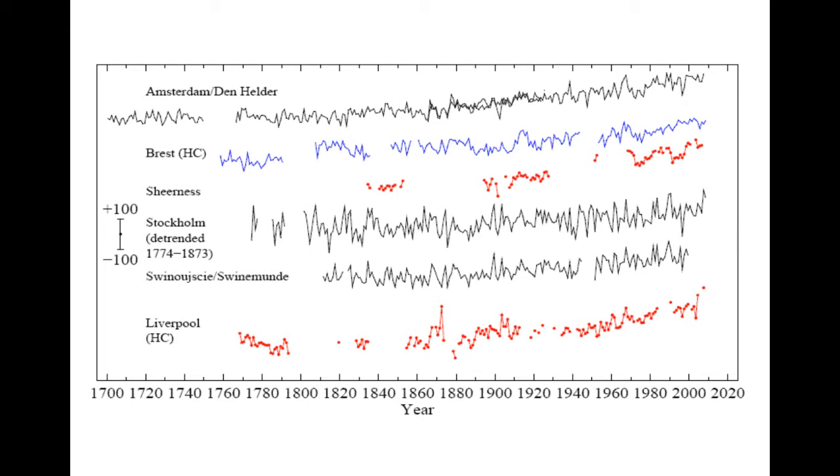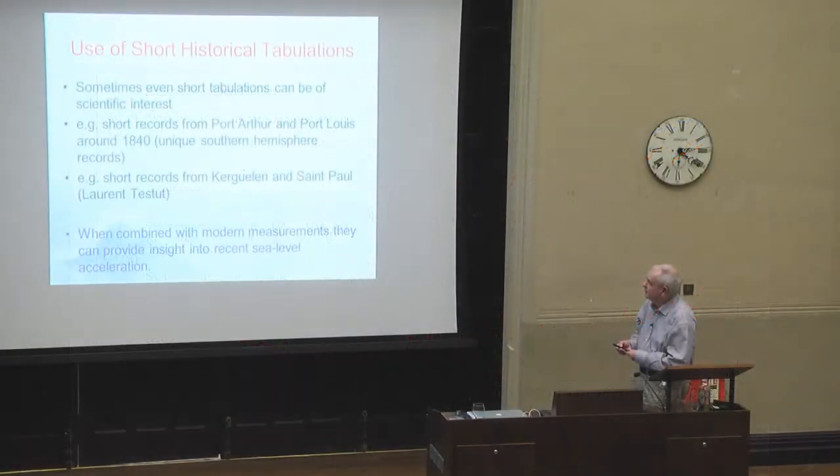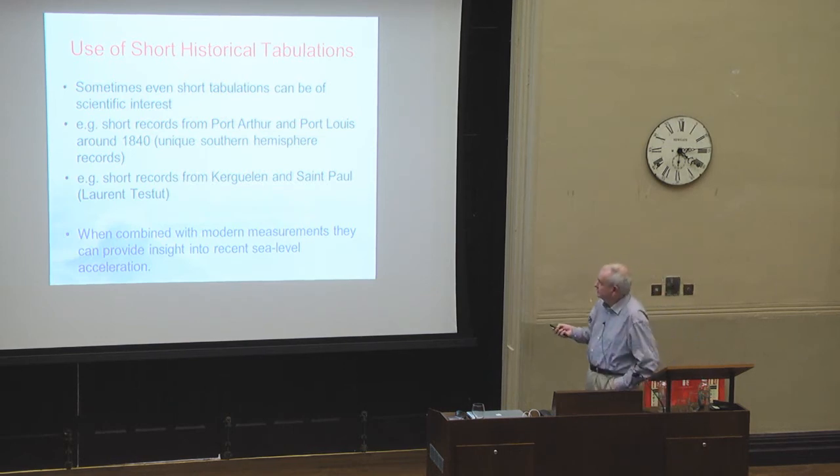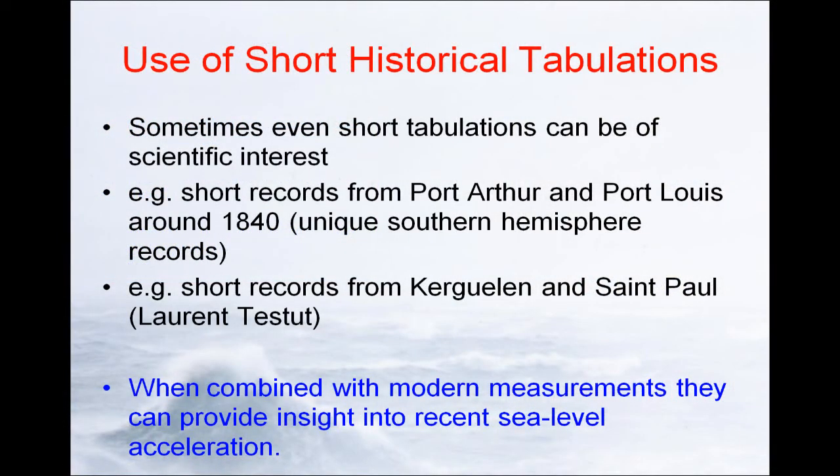But it is sometimes useful to have data rescue of short records. Good examples here are the ones that David Pugh was involved with at Port Arthur in Tasmania and Port Louis in the Falklands, which are due to measurements that were made in the 1840s. And also Laurent Testut's records from data rescue from Kerguelen and St. Paul, which all had to be searched out from libraries and archives.